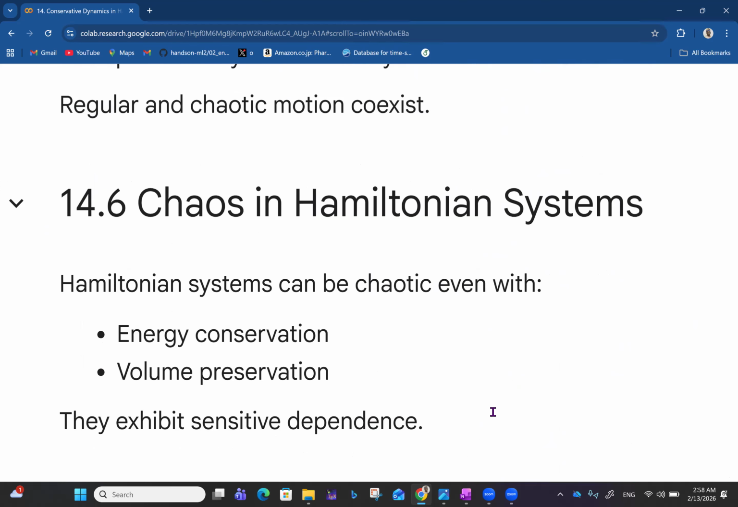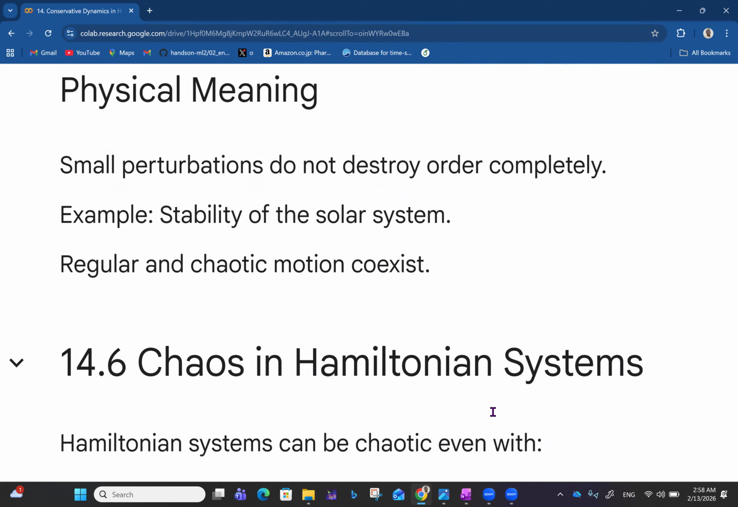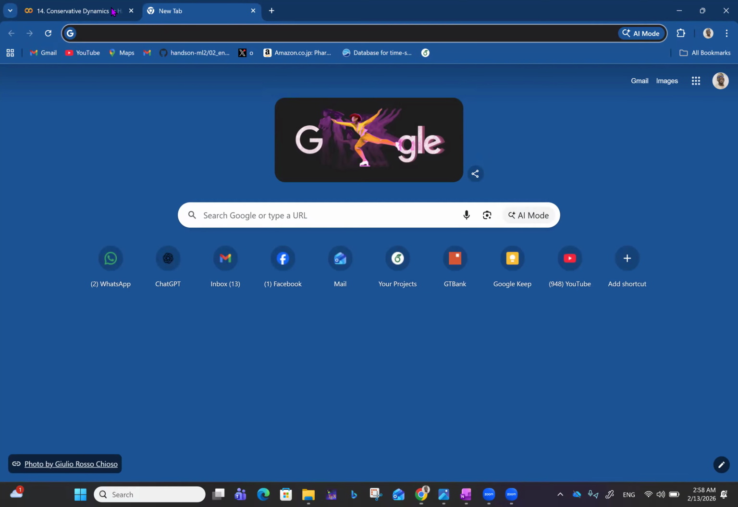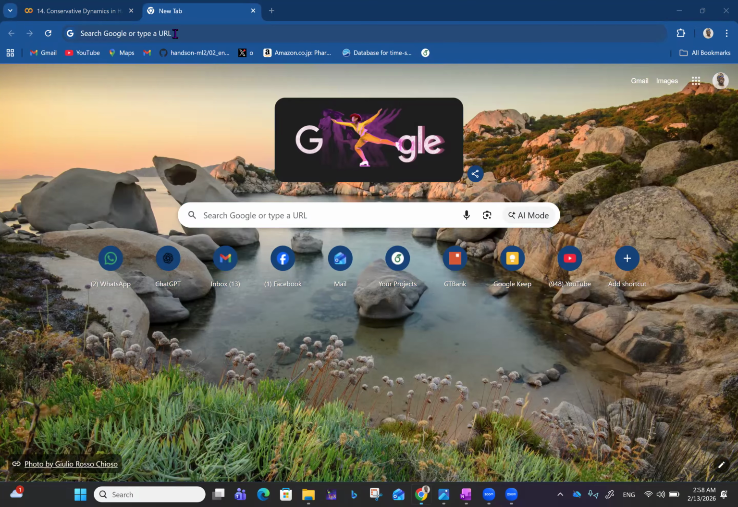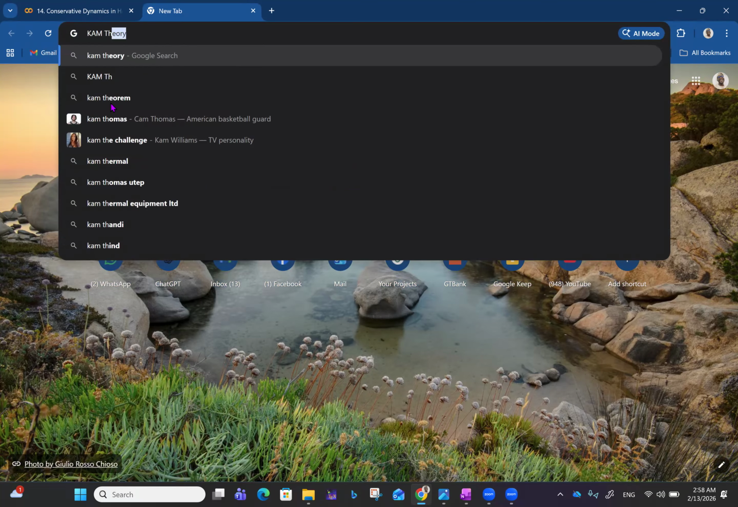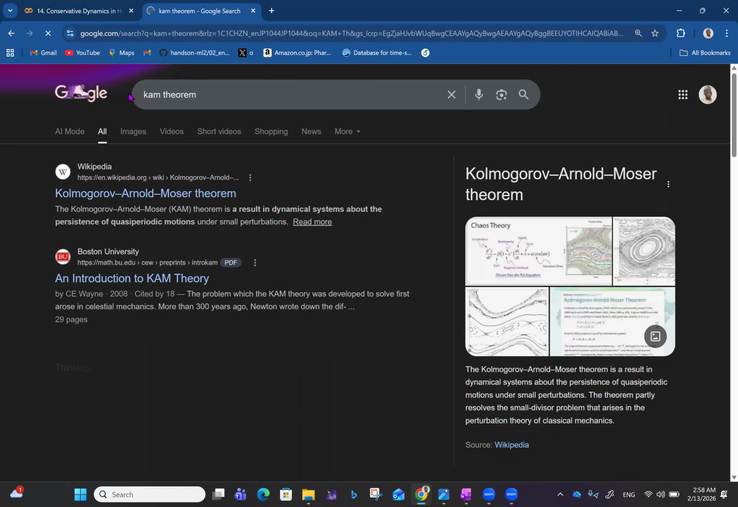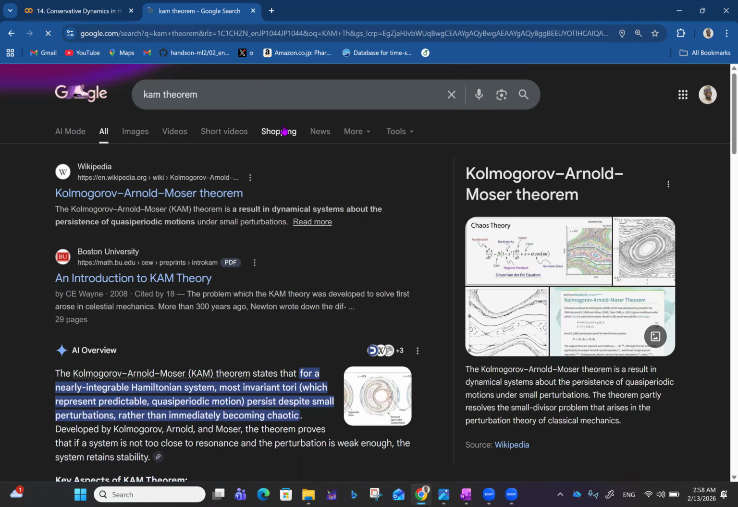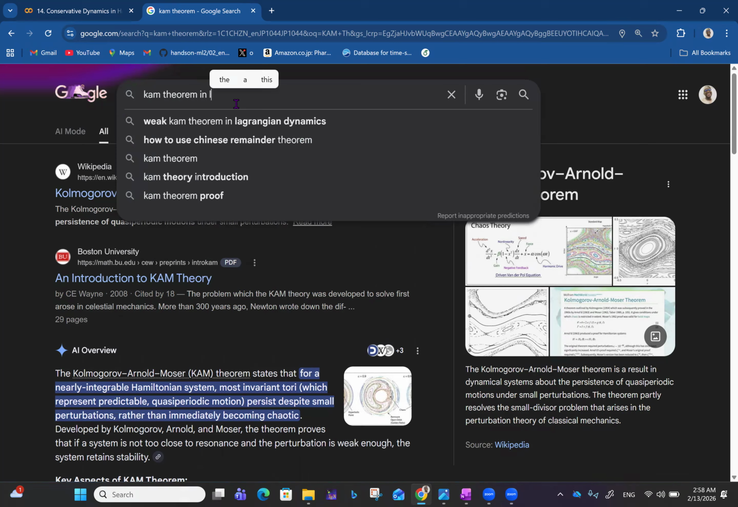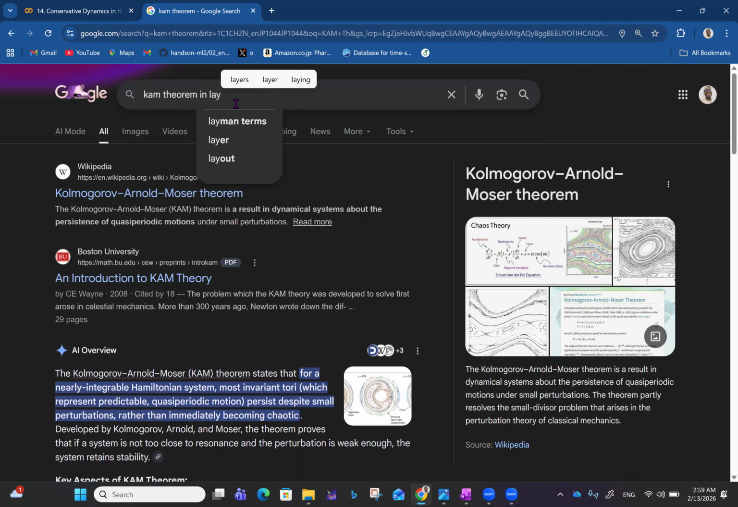Maybe I should go for the KAM theorem in layman language, because this is sounding like a lot of jargon. KAM theorem, that's the Kolmogorov-Arnold-Moser theorem. As usual, let me do my layman thing, in layman terms.